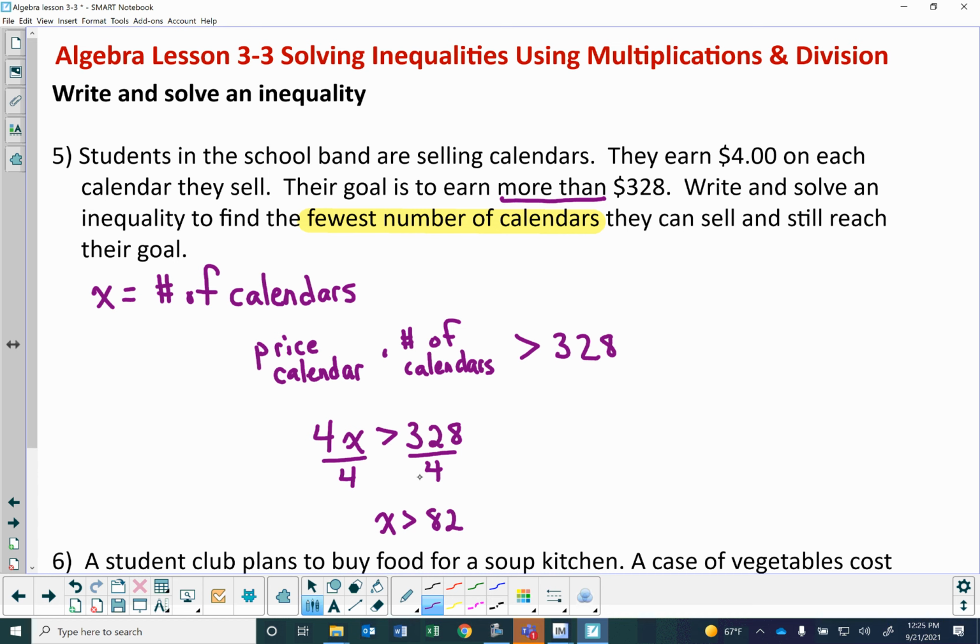Okay, so if we're going to label this, we would have to write this as a sentence. We need to find the fewest number of calendars. So the fewest number of calendars would be 83 because they have to sell more than 82. So they must sell at least 83 calendars. I didn't spell calendar right. There's an A before the L.